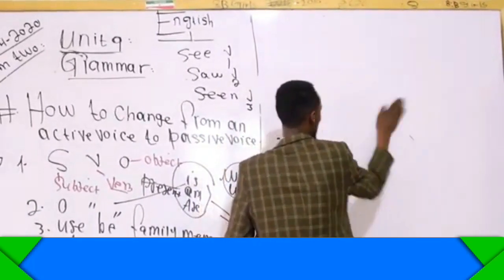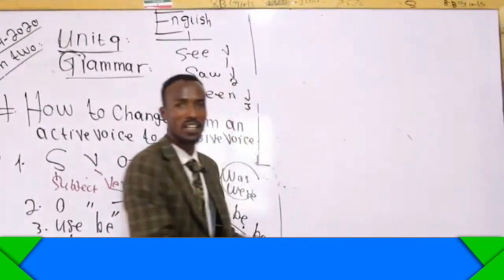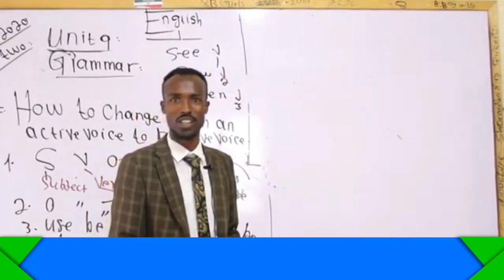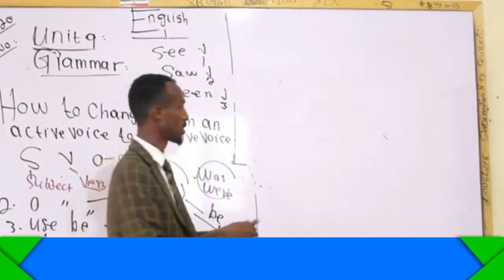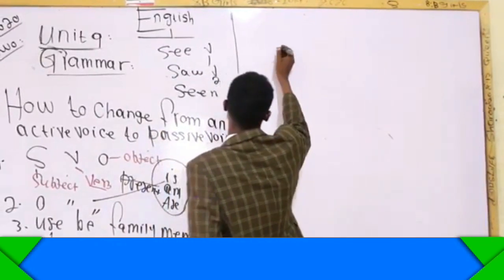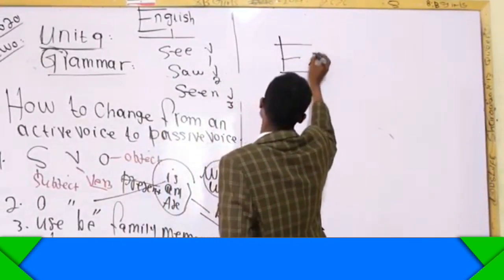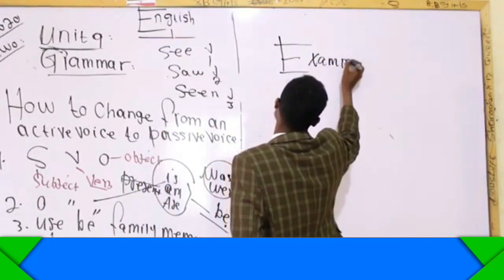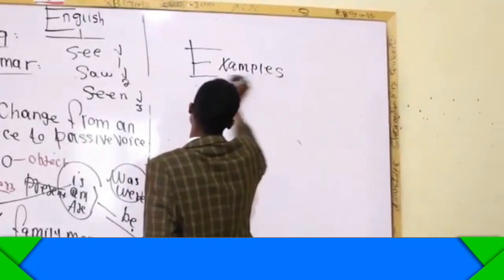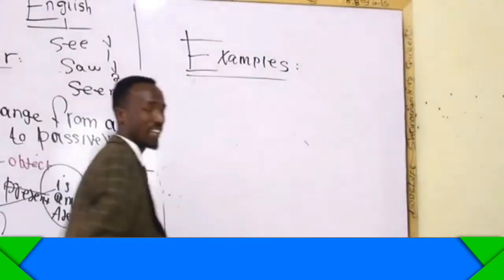Okay, sorry. I'm erasing with my hand because I don't have any duster here. I don't have time to wipe that one. I'm very sorry about that. This one you have to say, example. Let me say examples.